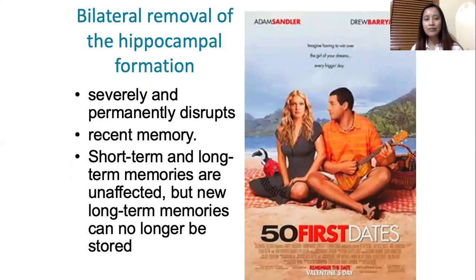So if you have bilateral removal of the hippocampal formation, this severely and permanently disrupts recent memory. Remember that the hippocampal formation is crucial in memory. So short-term and long-term memories that have been formed prior to the removal of the hippocampal formation are unaffected. But new long-term memories can no longer be stored because there's no longer a hippocampal formation.